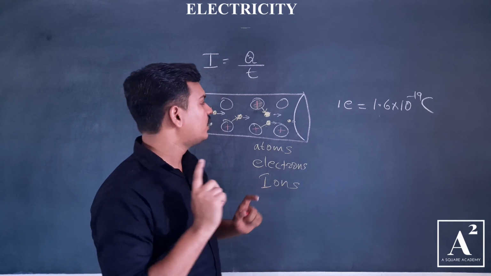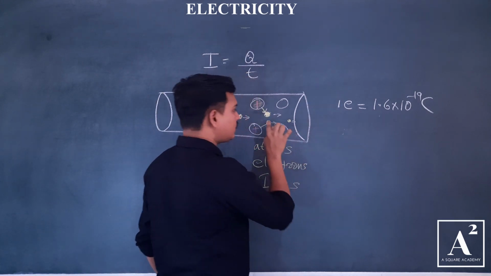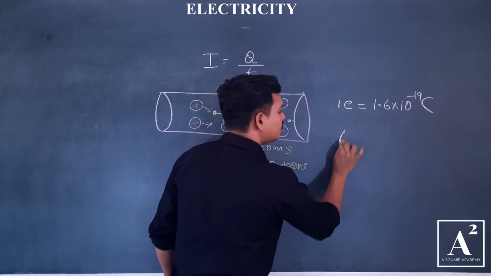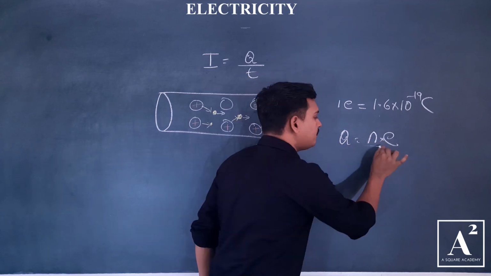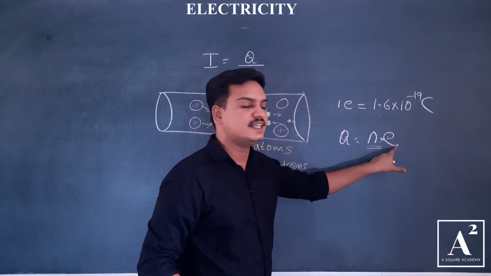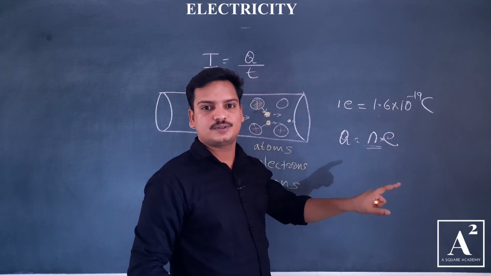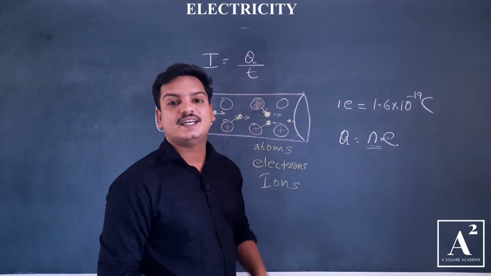So let's imagine that there are n electrons, total n electrons. So the total charge will be equal to n times e, the number of electrons into the charge of one electron. This e indicates the charge of an electron. So Q is equal to Ne. This is the equation for net charge.